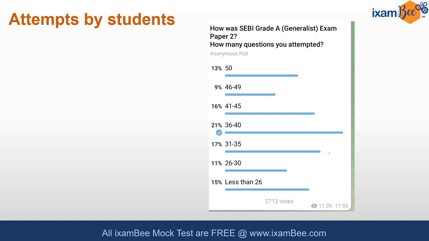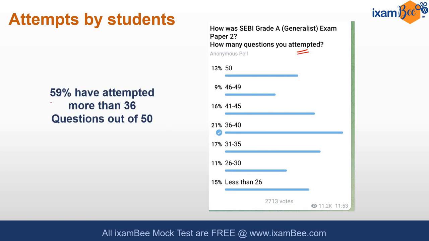Now, the number of attempts that students have actually made. This was a poll that we conducted to ask students how many questions they have attempted. If you notice from this, around 59% of the students who participated in this poll have attempted more than 36 questions out of 50. So this is 36 out of 50 questions, which means more than a 70% attempt ratio from the people who participated in this poll.